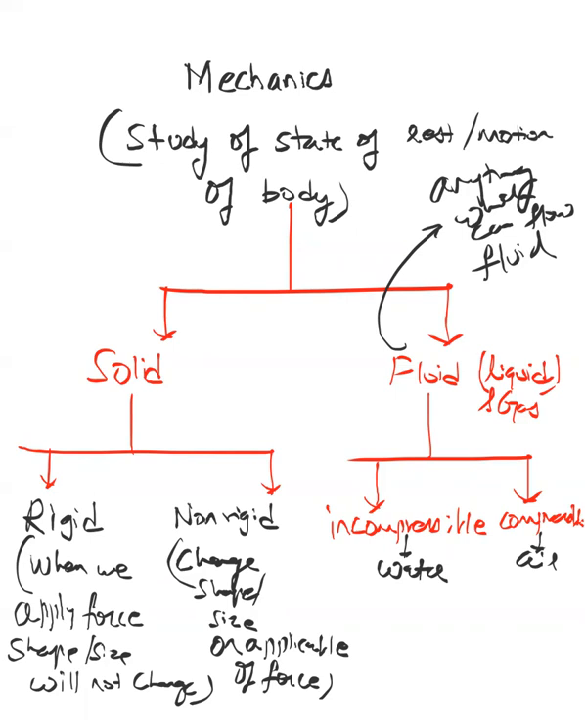Solids are rigid and non-rigid, two types. Rigid means which do not change their shape under the application of force. Non-rigid means they will change their shape or size when you apply the force. Right? Force, you know now what is force. So then again, the study of rigid solids, that is called, as I told you, classical mechanics.